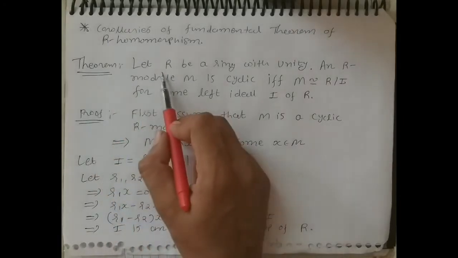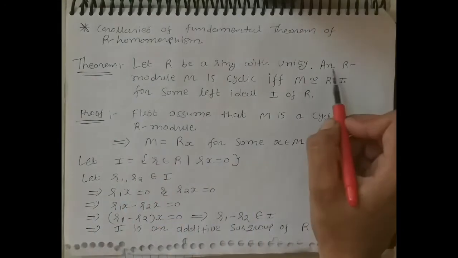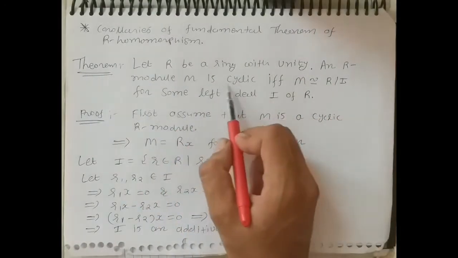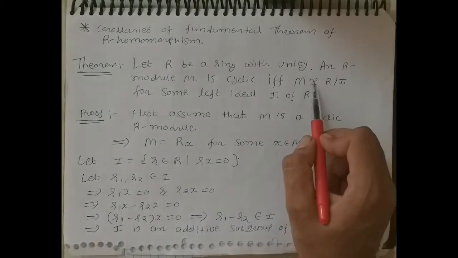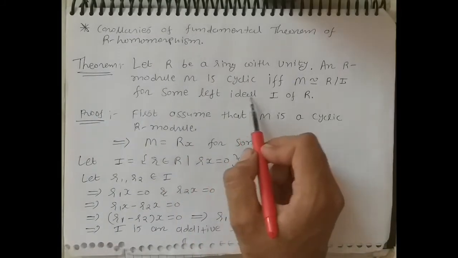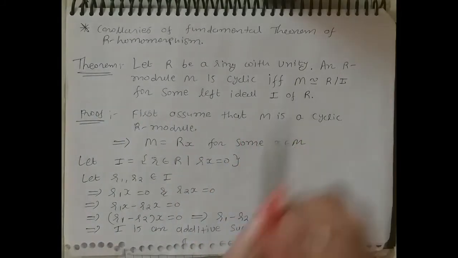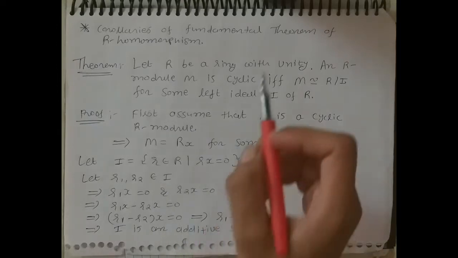So the first theorem is: let R be a ring with unity. An R-module M is cyclic if and only if M is isomorphic to R quotient I for some left ideal I of R. So what is our aim? We want to prove this theorem.